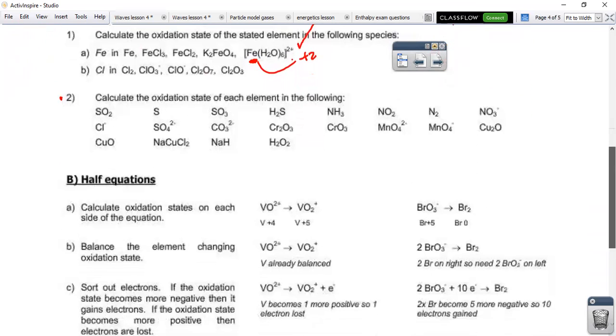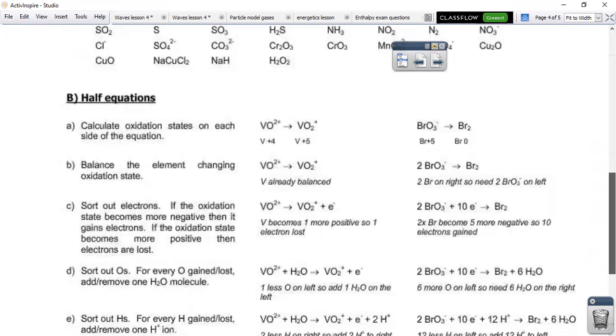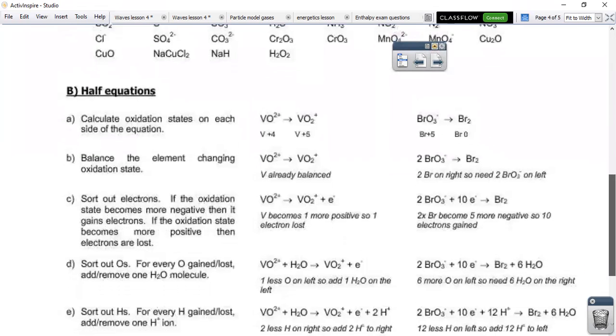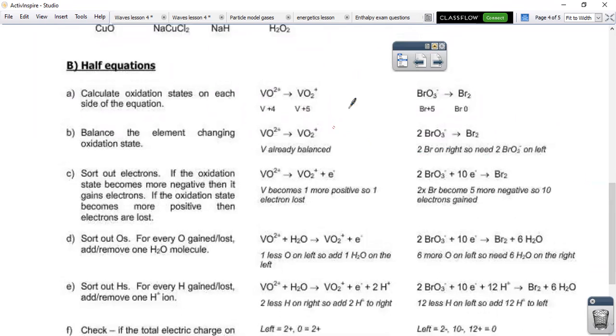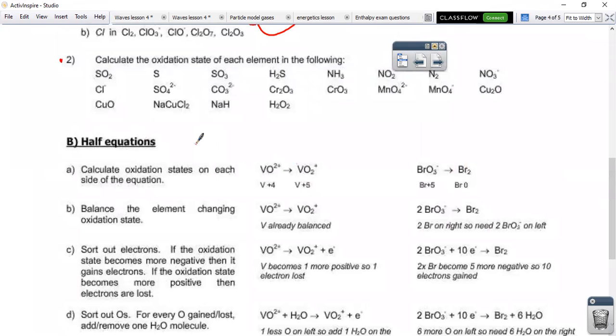Now, writing half equations. This is where we were looking at acidic conditions and such. This is the part that a lot of students find a bit hard, but because we've laid a foundation, hopefully it shouldn't be so bad. So imagine you were told that you had a vanadium oxide ion, and it gives you another vanadium oxide ion with a different oxidation state.